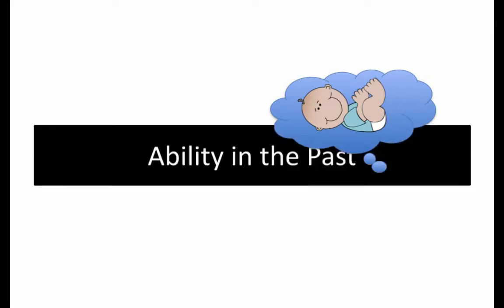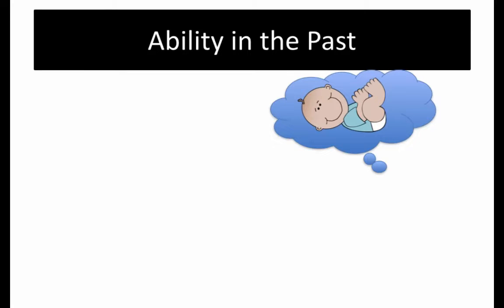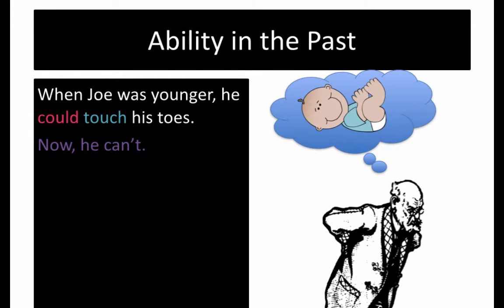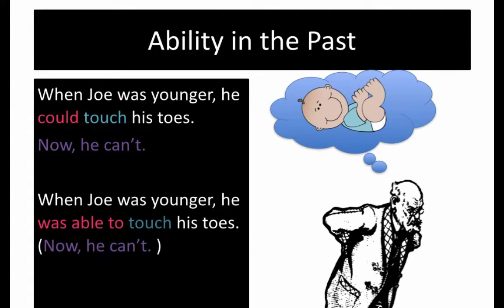Okay, let's take a look at ability in the past. When Joe was younger, he could touch his toes. Now he can't. Poor Joe. We can also say, when Joe was younger, he was able to touch his toes. Now he can't.